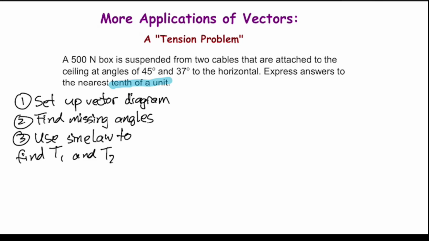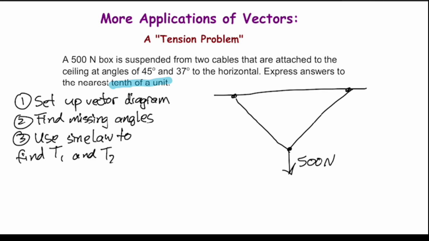Let's sketch our diagram here and see what's going on. So I'm going to have 2 points here, and my box is going to be here. And the box is experiencing a force downward of 500 newtons. Let's draw our wires. Let's label these T1 and T2, and my angles here from the horizontal are going to be 45 degrees and 37 degrees. We know that the box is not moving, so we call this a static problem. The forces are static. Everything is at equilibrium. The force upward and the force downward are equal to each other.